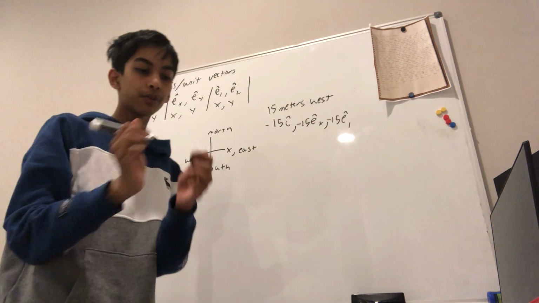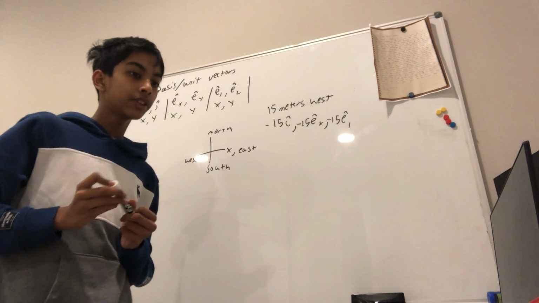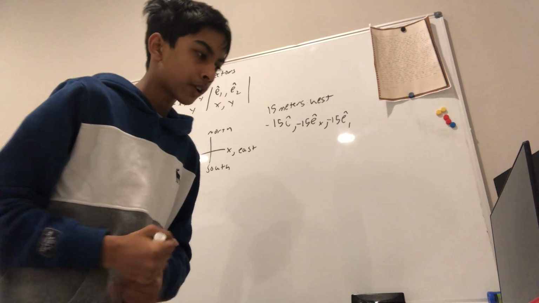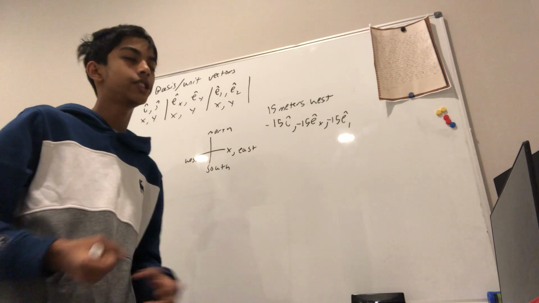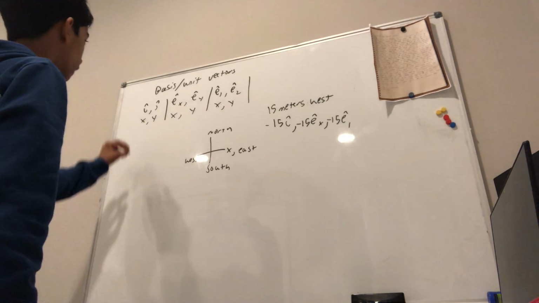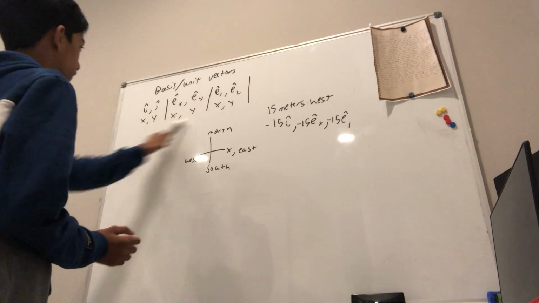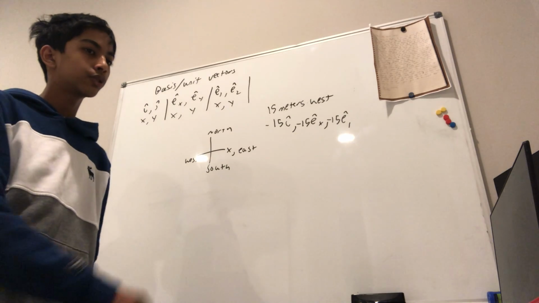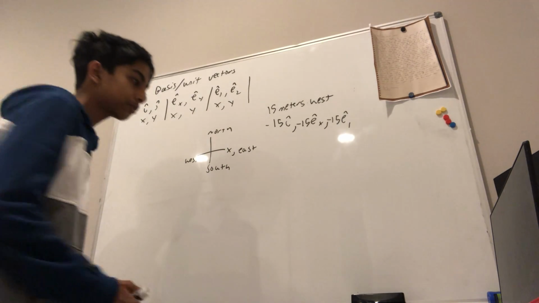So you can see how these unit vectors can be easily applied to real world casual terms, say east, west, north, south, because the definition of all of these unit vectors is just x, y, which is just east and west and north and south.